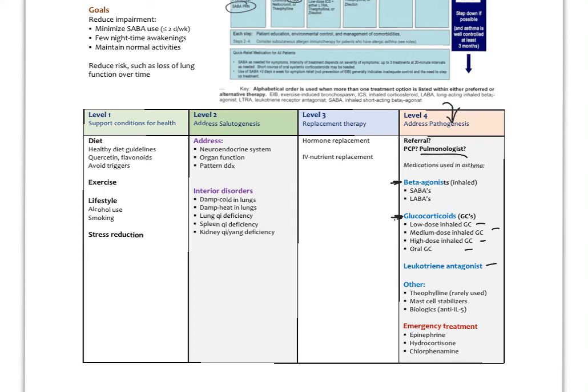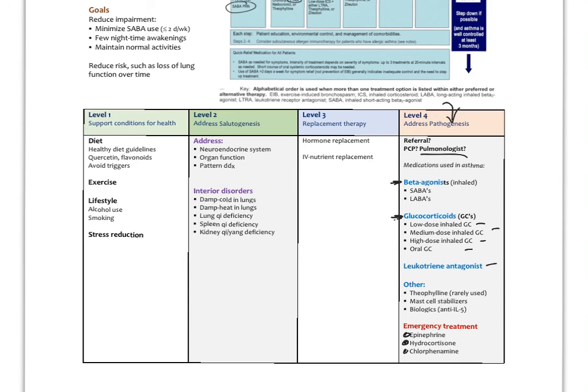Now, the emergency treatment for asthma, just so you know what it is, this is what's usually done by the paramedics or in the ED. This would be epinephrine injected, oral hydrocortisone, and one of the first generation antihistamines, like Benadryl or chlorpheniramine. So that's typically part of what people in an asthma attack might be given. And they might be given a nebulizer of the SABA as well. So that's the level 4 therapies.